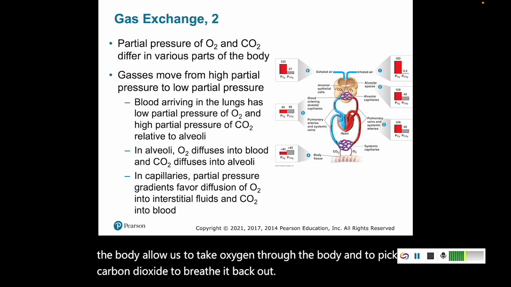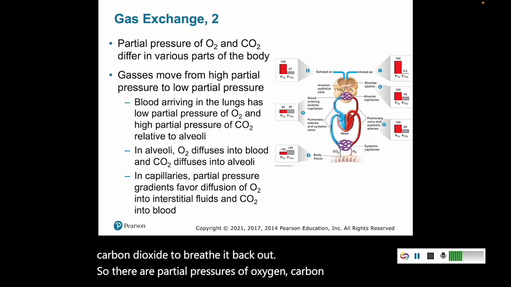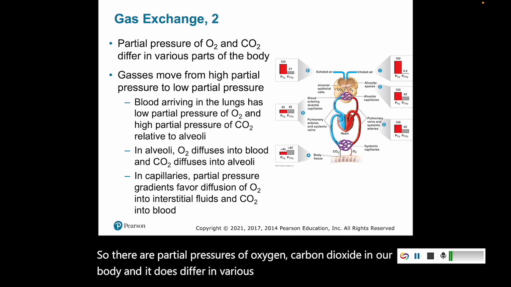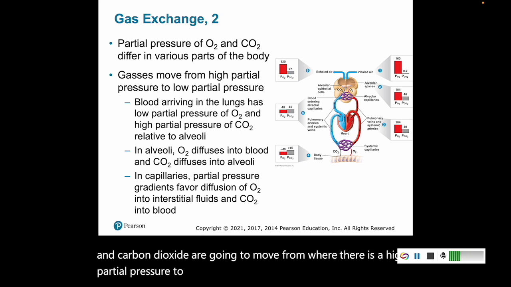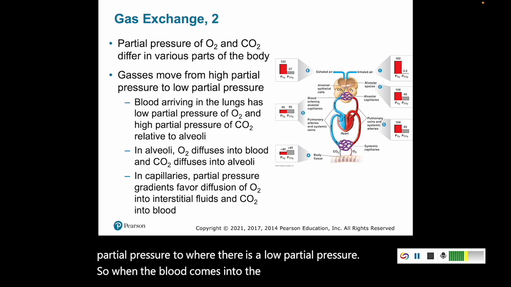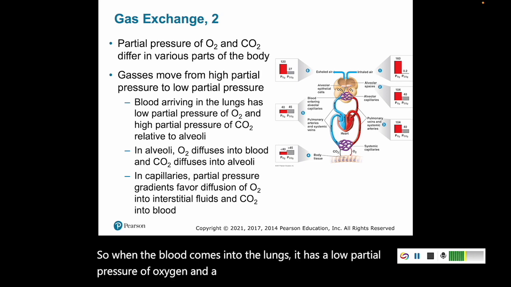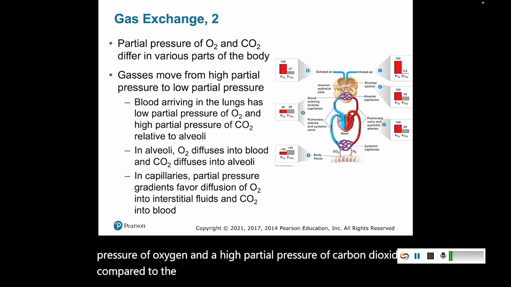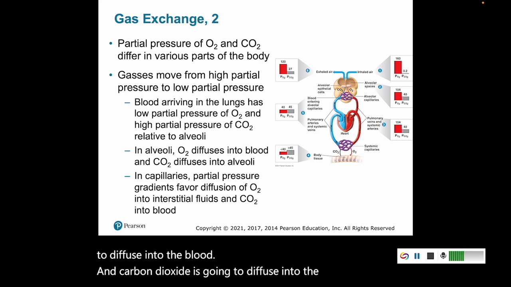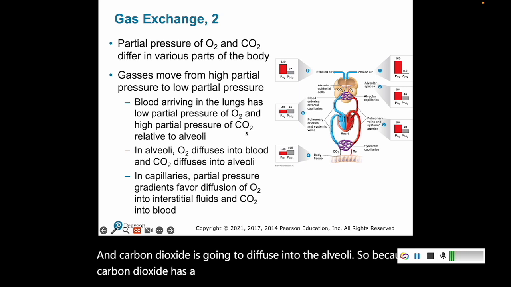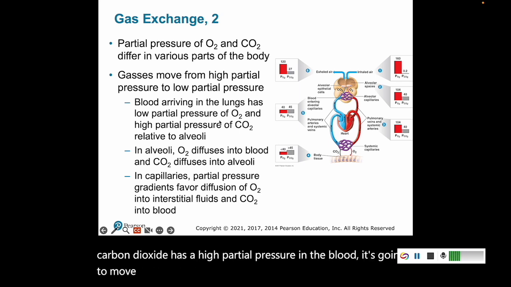So there are partial pressures of oxygen and carbon dioxide in our body, and it does differ in various parts of the body. And oxygen and carbon dioxide are going to move from where there is a high partial pressure to where there is a low partial pressure. So when the blood comes into the lungs, it has a low partial pressure of oxygen and a high partial pressure of carbon dioxide compared to the alveoli. And so in the alveoli, that oxygen is going to diffuse into the blood and carbon dioxide is going to diffuse into the alveoli. So because carbon dioxide has a high partial pressure in the blood, it's going to move towards the alveoli. Because it's low in the blood, oxygen is going to move into the blood.